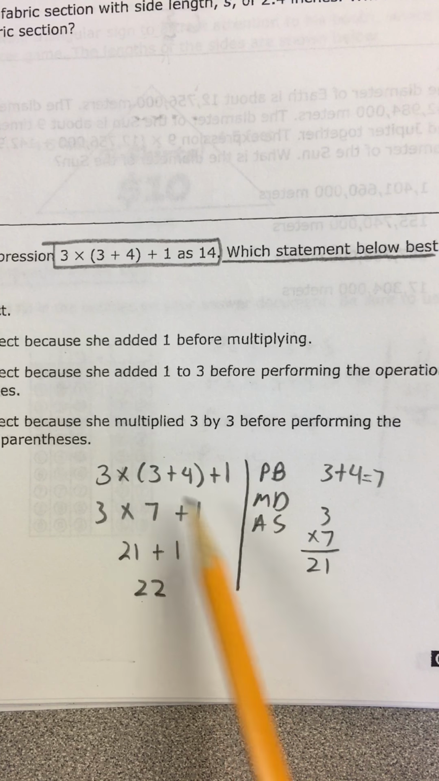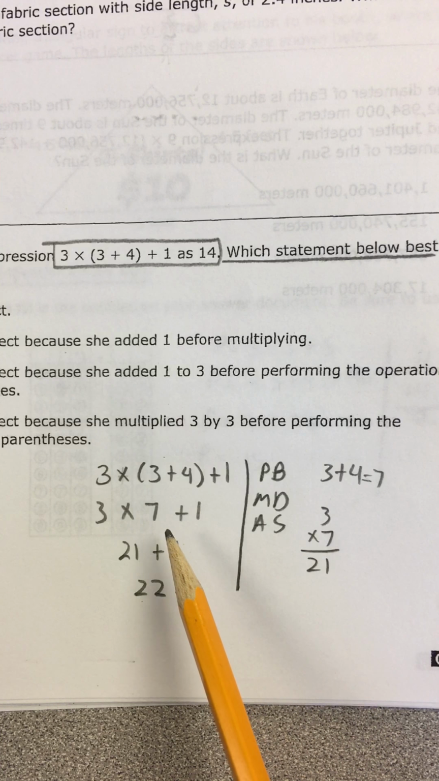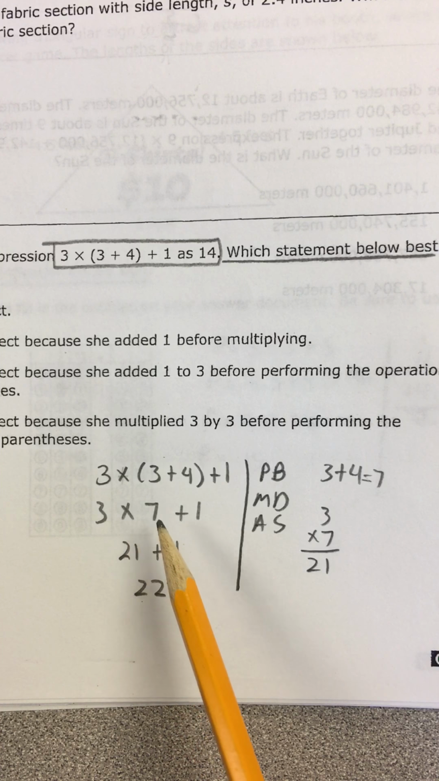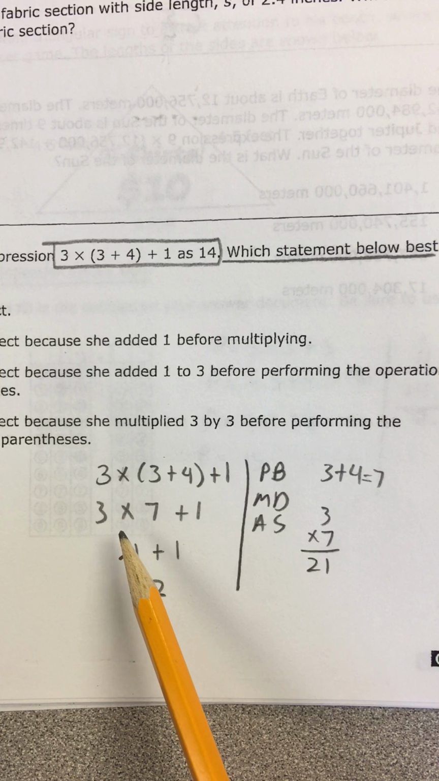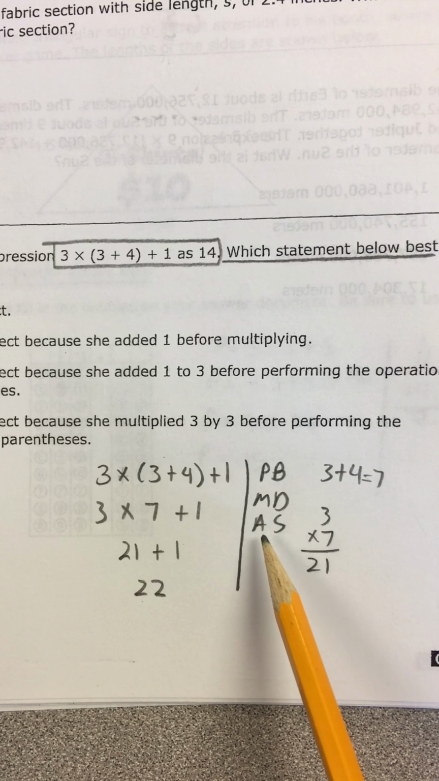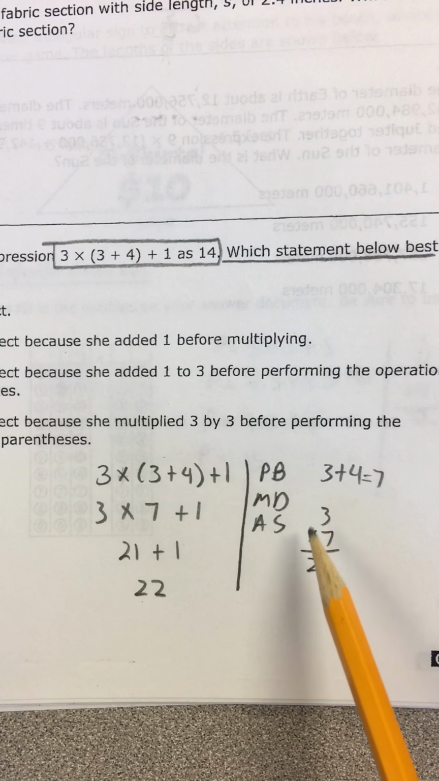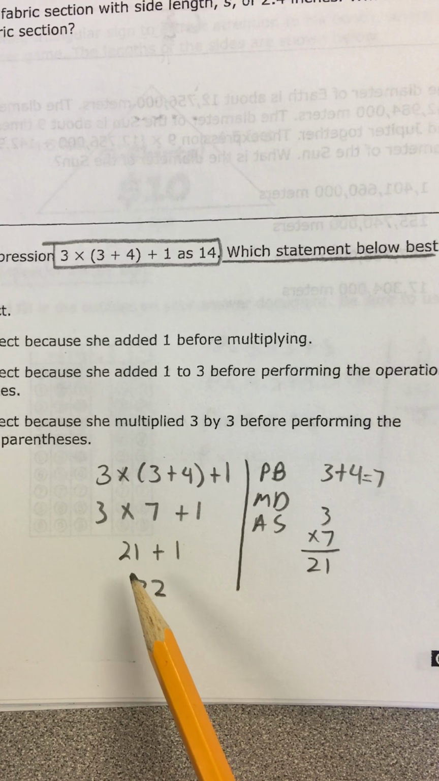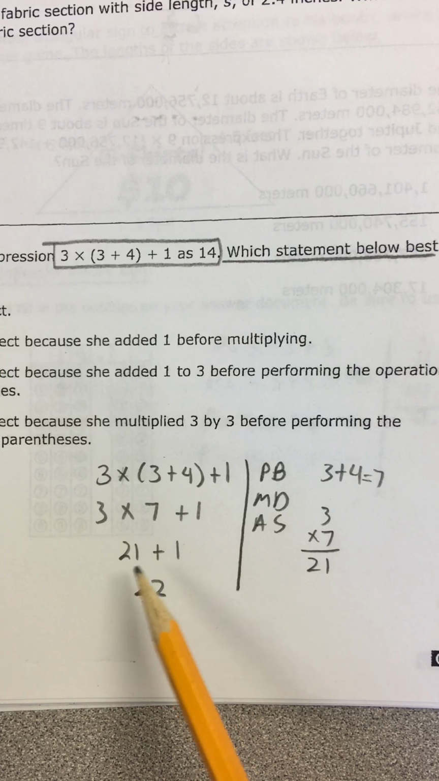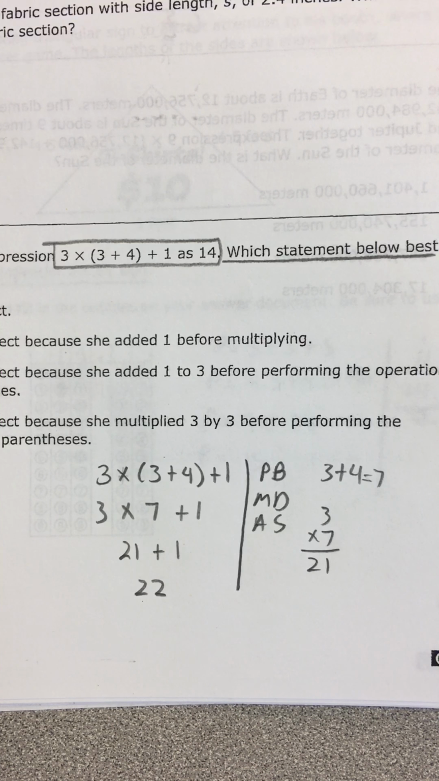First, I should do what is in parentheses. 3 plus 4 is equal to 7. Rewrite everything I did not use. Now I'm going to multiply because it comes before add. 3 times 7 is 21. So I'll write that and then rewrite what I didn't use. 21 plus 1 gives me 22.